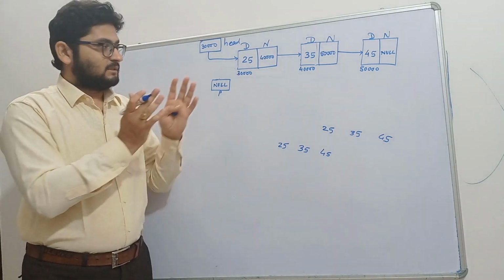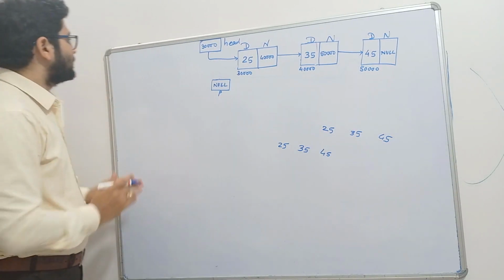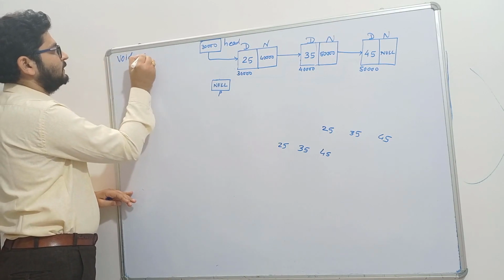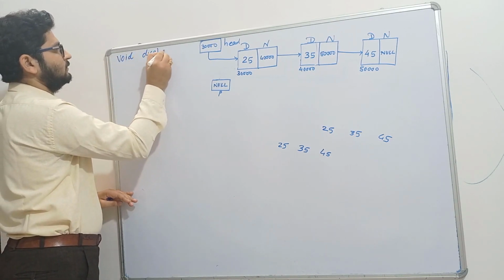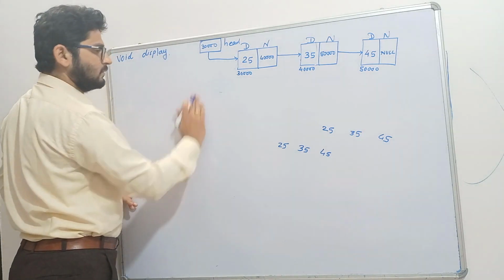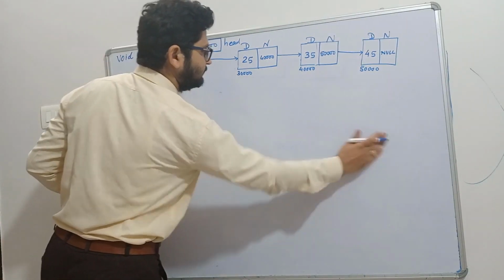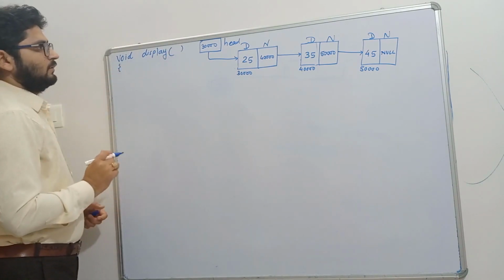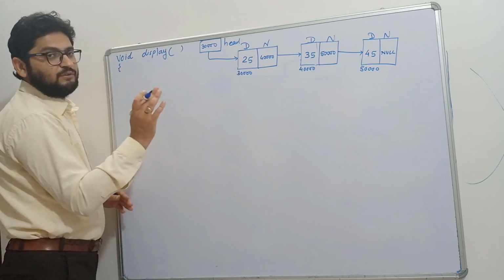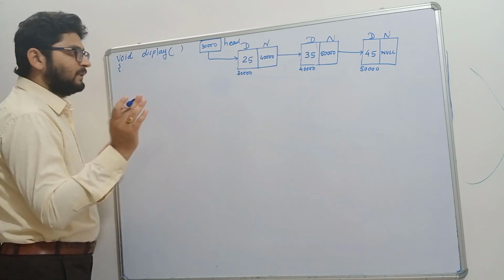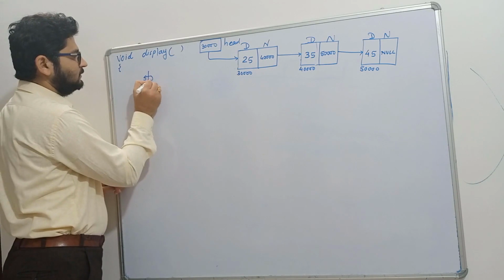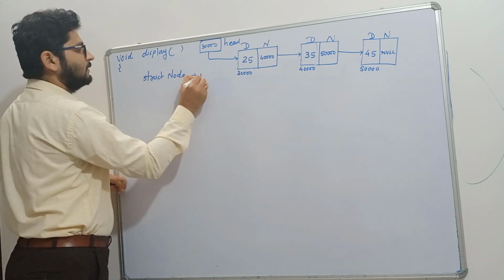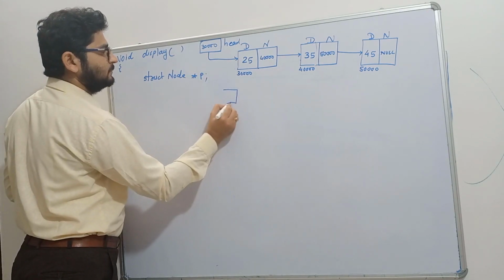Now we will see the same thing in the C code. So first of all we will write the void display function. So void display. Now in display, the very first thing we are going to do is create pointer P. So that is struct node star P. It is just going to create P.